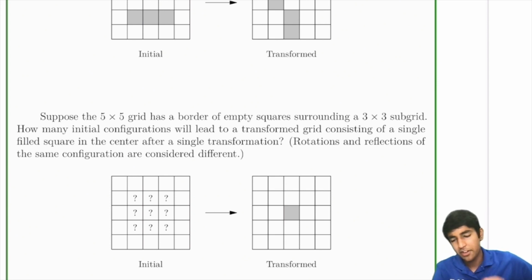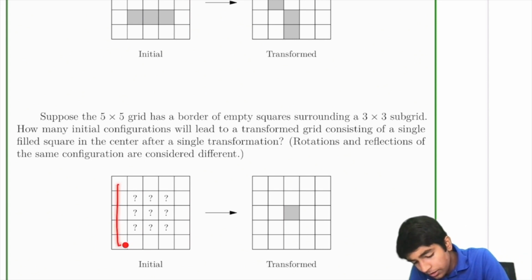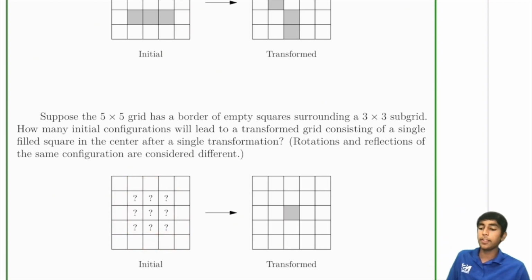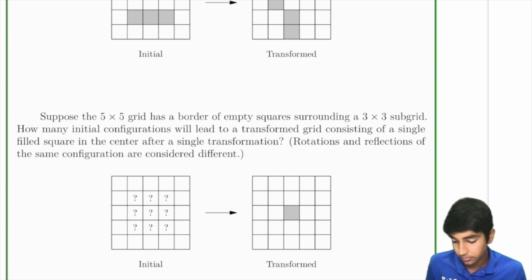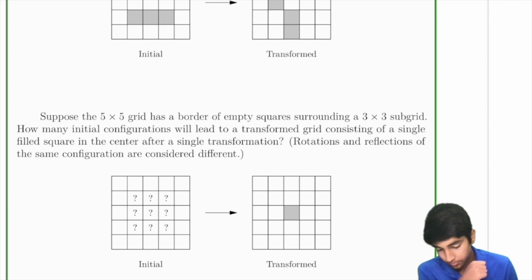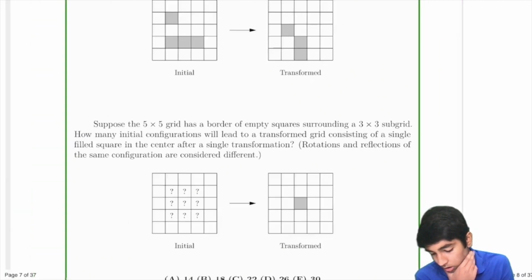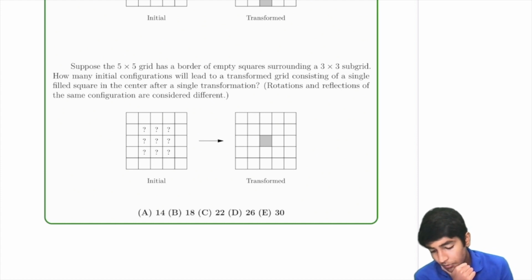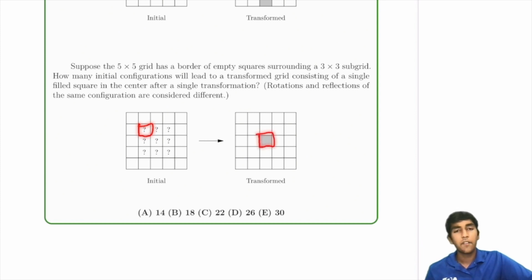What is this whole 5x5 grid and then 3x3 subgrid? Basically, all of these rows of squares are empty, and we really only care about these inside 3x3 squares, because those are the only ones that are part of our initial configuration. Right? So, okay, in that 3x3 grid over there, we're trying to transform such a configuration to just leave one filled square. Okay, remember our rules.